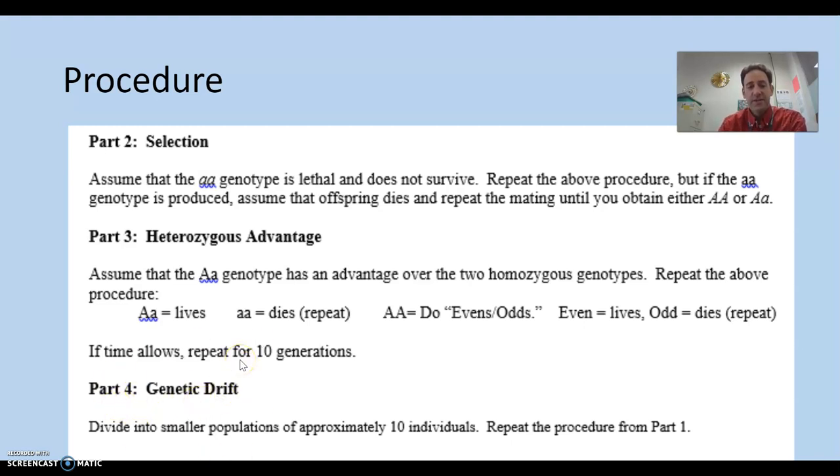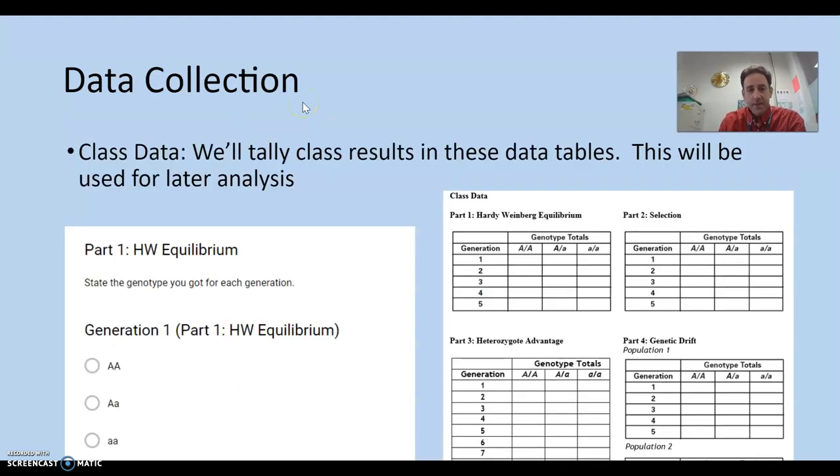This time we take the class and we divide into smaller groups of about 10 individuals. And we say, let's just have these 10 sort of do their own little simulation. These 10 people over here do their own simulation. These 10 over here do their simulation. And with that really small population size, let's see what happens. So that's basically the simulation.